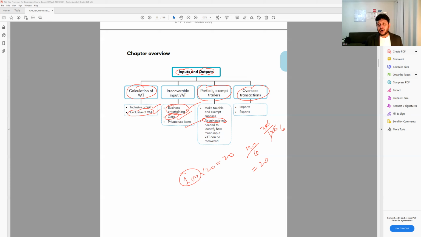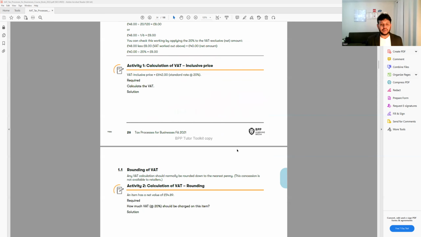All right, so this is all we're going to look at from this chapter. So let's have a look. First thing, our input and output VAT. So let's have a look.